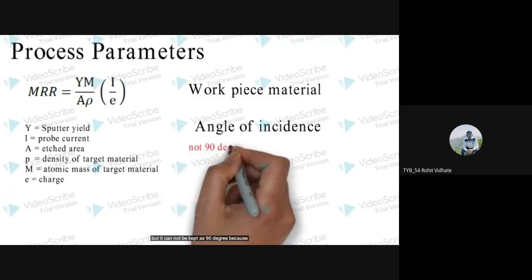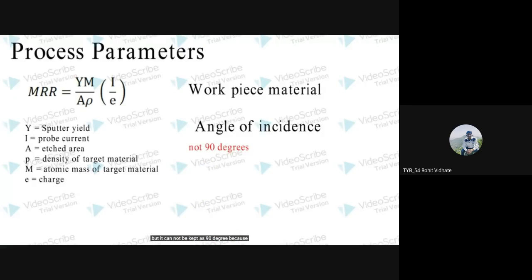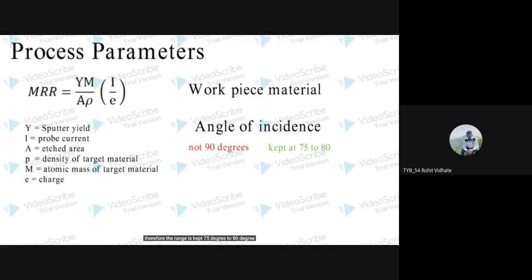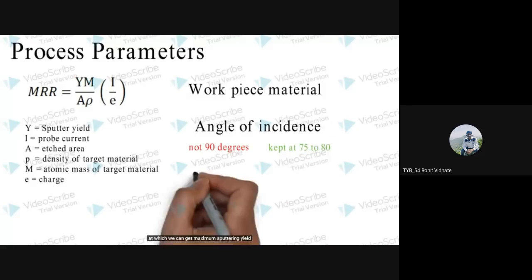But it cannot be kept at 90 degrees because there is a higher probability of collision between the incident ions and the sputtered out ions interacting with each other. So the ion may not reach the work surface when it is kept at 90 degrees. Therefore, the range is kept at 75 degrees to 80 degrees, at which we can get the maximum sputtering yield.